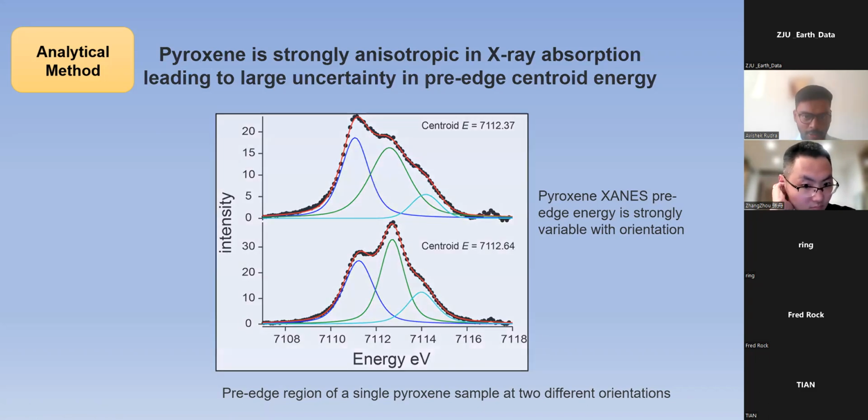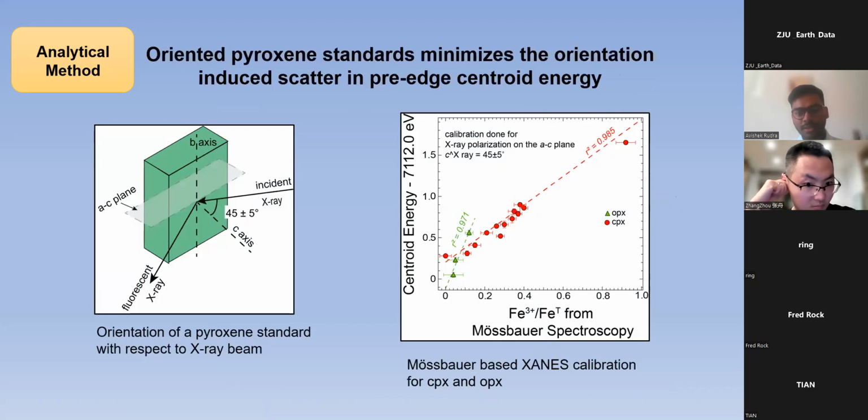The way we dealt with this problem is by orienting all the pyroxene crystals in the same way with respect to the X-ray. Our preferred choice of orientation was having the crystals oriented so that the C-axis of the crystal is normal to the surface of the crystal, and the X-ray comes at an angle of 45 degrees plus or minus 5 to the C-axis.